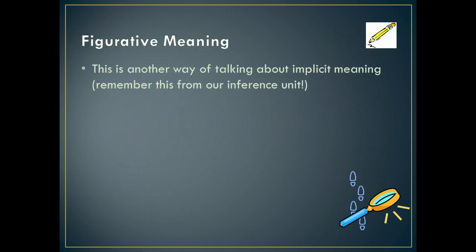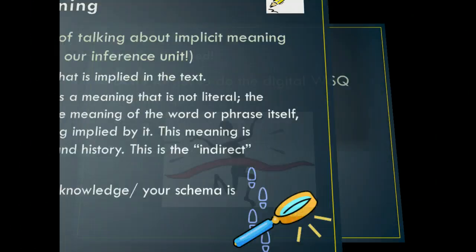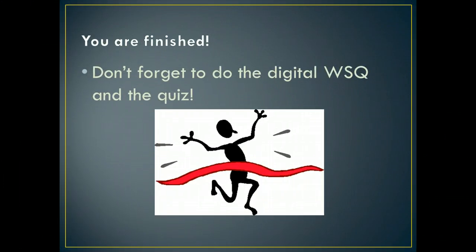This is second to last slide, I think. So this is another way of talking about implicit meaning, and again, in the inference unit, when we talked about implicit meaning, you're looking at what is implied in the text. So when we use the word figurative, that means it's not a literal translation; the meaning of the word or the phrase is different from the meaning implied by it. So it's dependent on culture, on history, it's an indirect meaning. So again, building your knowledge, your schema, is going to be incredibly helpful. The more you know, the better you are at inferring the meaning.